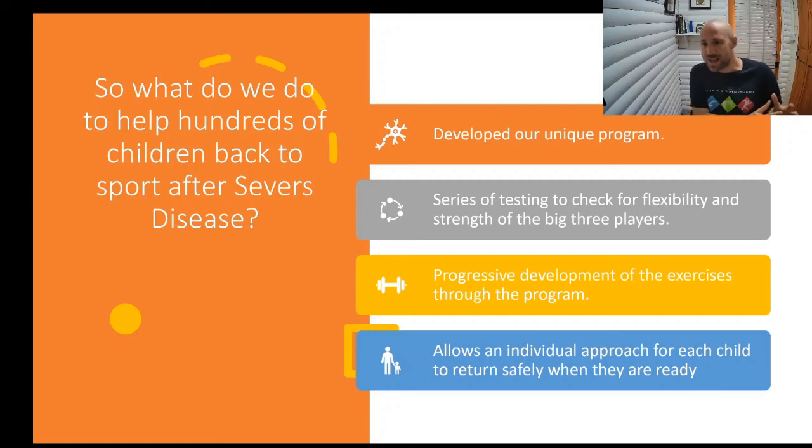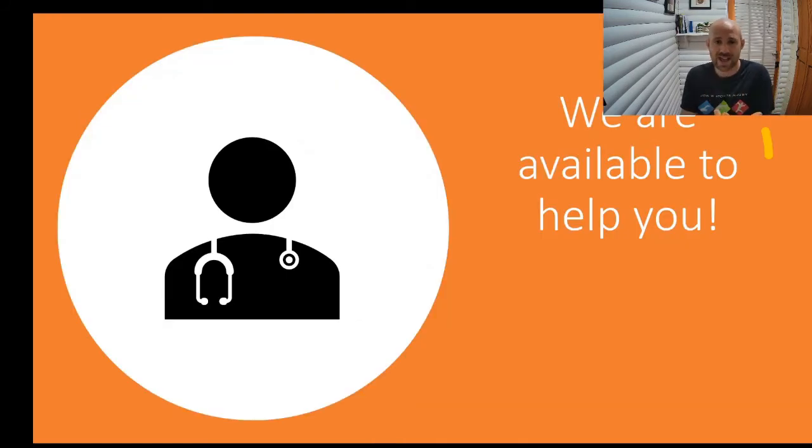Then what we look to do is progressively develop your child through the program in order to remove these restrictions. If they're weak in any of the areas, we look to strengthen them. If they're tight in any of the areas, we look to release them. And this allows your child to then safely return back to the sport once we know that they've fulfilled that criteria, in order that we know that there's not going to be excessive force played on that calcaneal apophysis or that heel area. So we are available to help you.